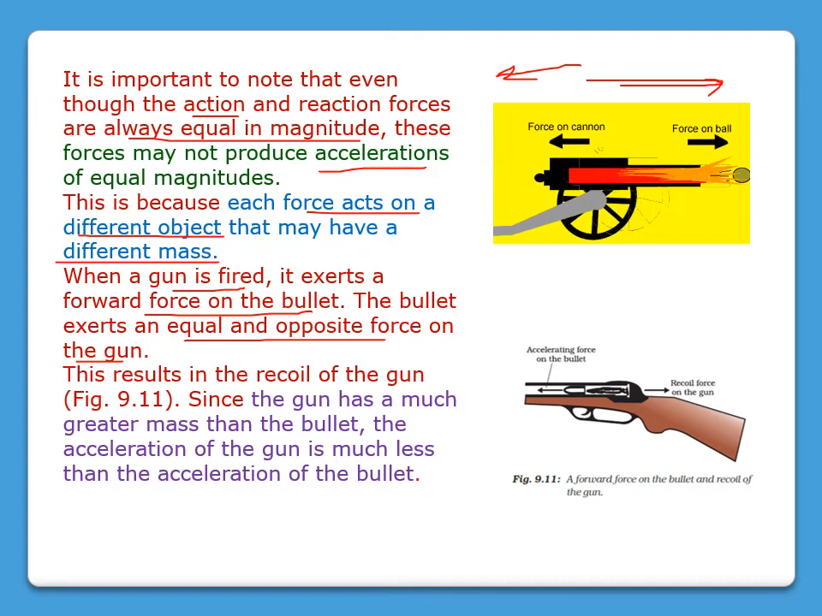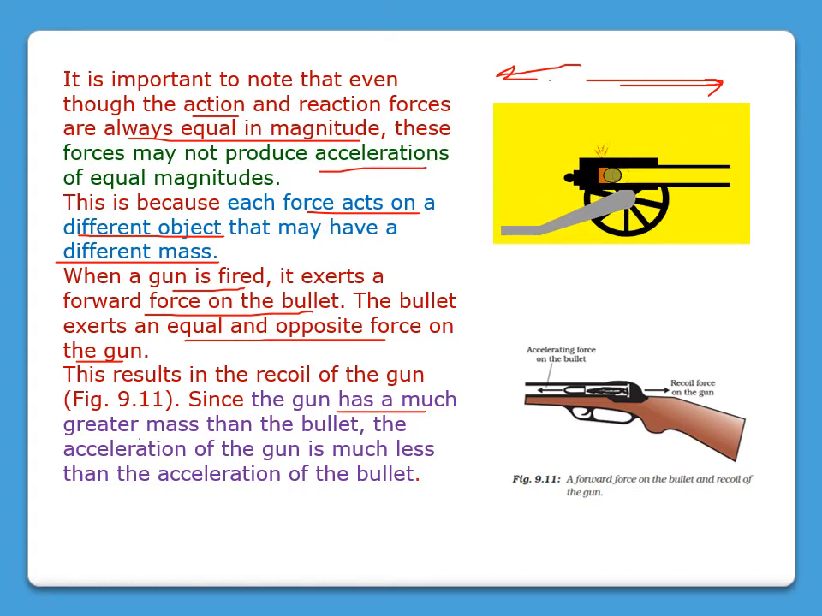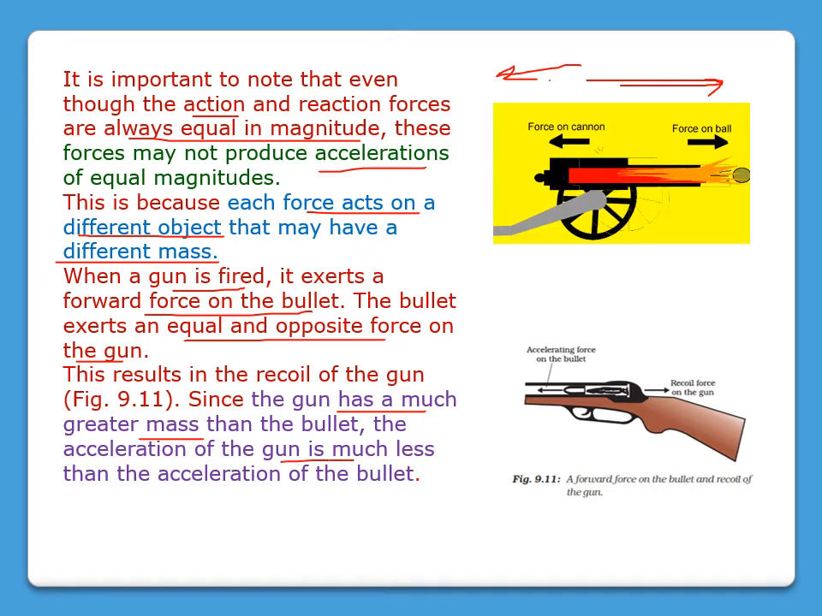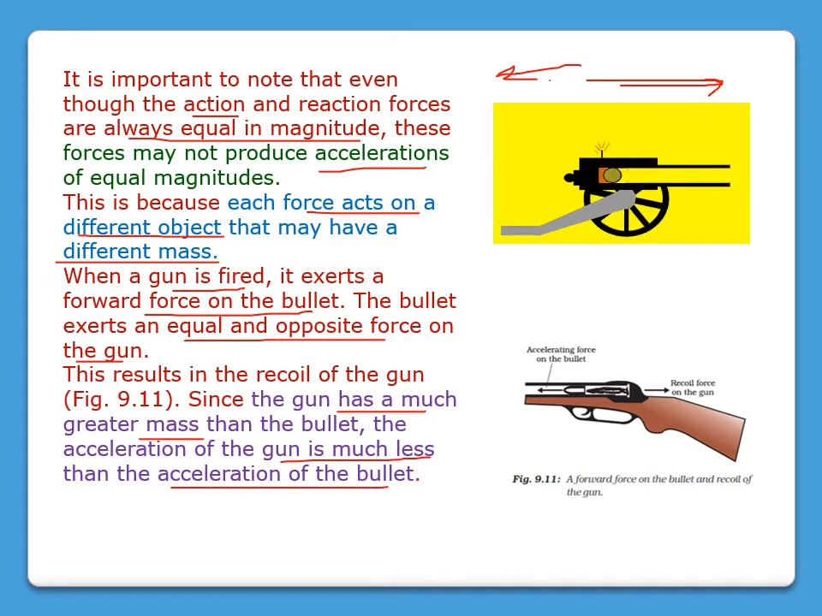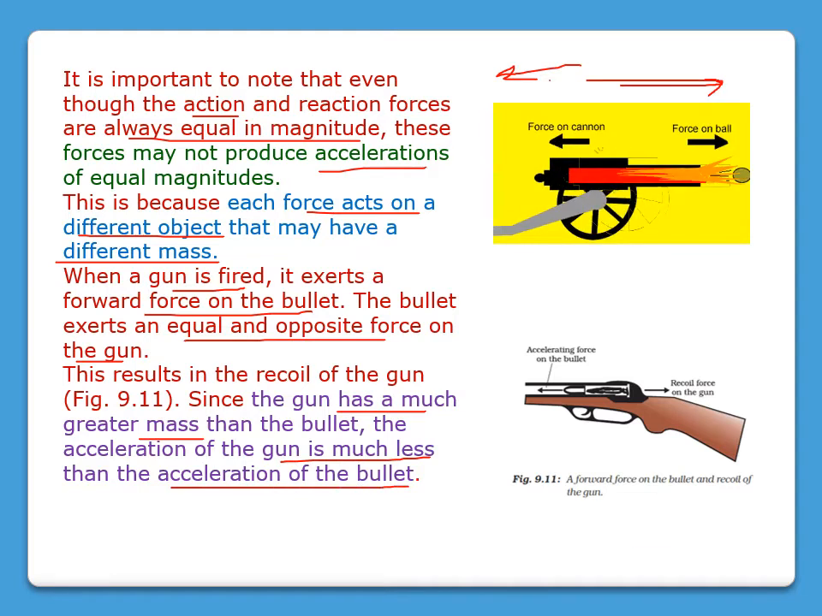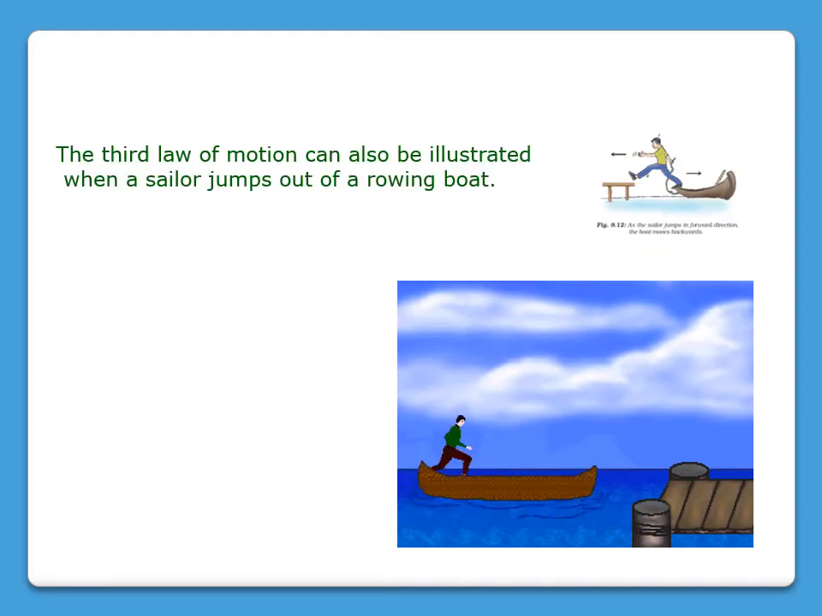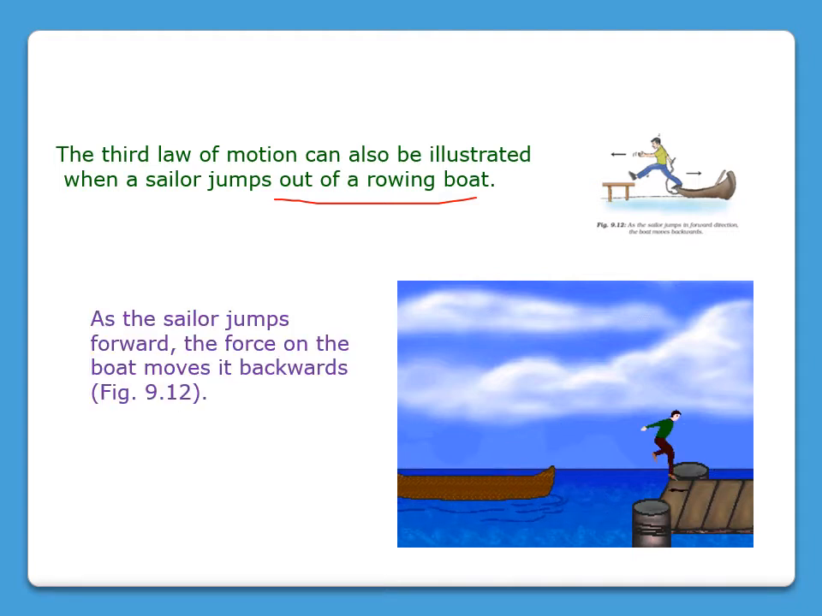But at the same time, they are not producing the same acceleration. Okay, why? Because the gun has a much greater mass than the bullet. The acceleration of the gun is much less than the acceleration of the bullet. The third law of motion can also be illustrated when a sailor jumps out of the rowing boat. Here you can see, as the sailor jumps forward, the force on the boat moves it backward. The best example of the third law of motion.